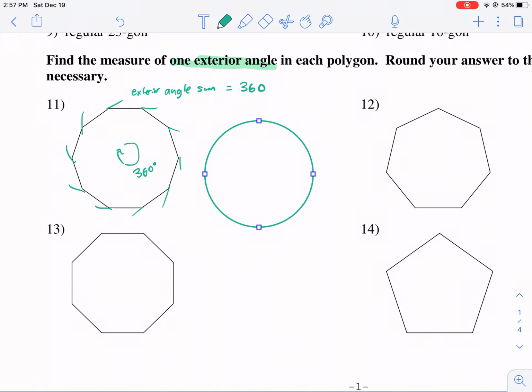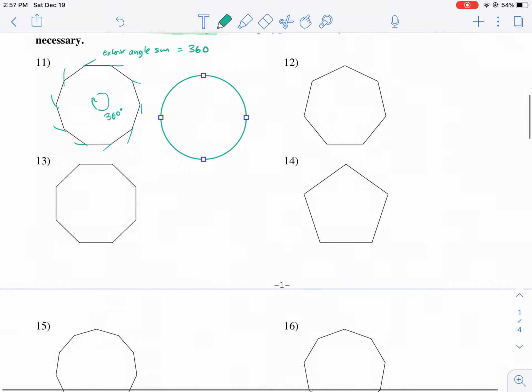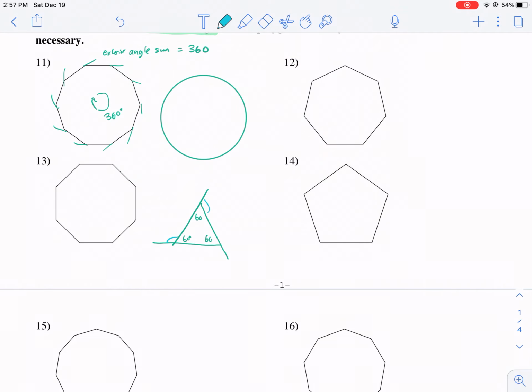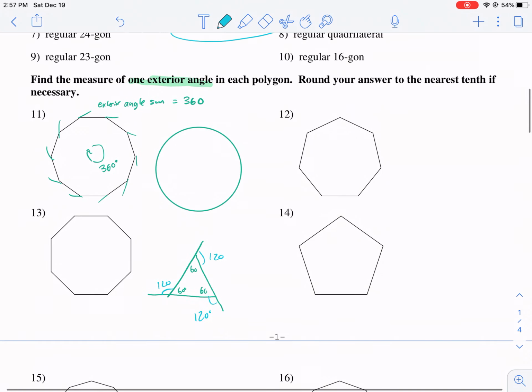But even still, let's take a quick shape like a triangle like this. If this is equilateral, these are all 60, and these are all supplementary to that. These are all exterior angles, so that's 120, 120, 120. That adds up to 360 for the exterior angles. So that's the cool thing. We know all the angles equal 360.